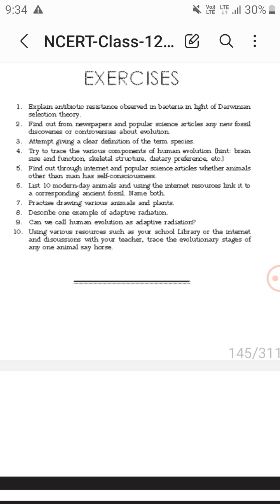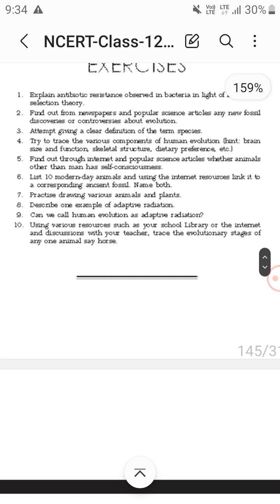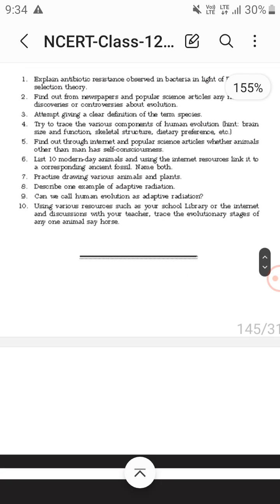Practice drawing various animals and plants. Describe one example of adaptive radiation: marsupials in Australia, placental mammals, and in the Galapagos Islands, Darwin's finches. So can we call human evolution an adaptive radiation? Yes, somewhere, maybe.